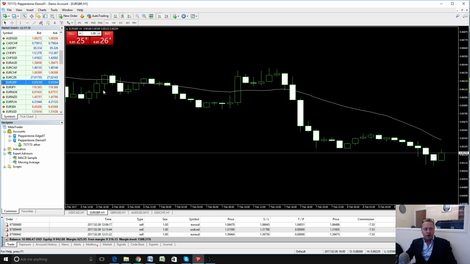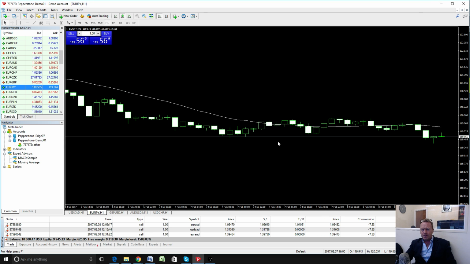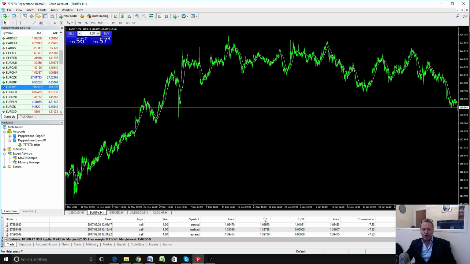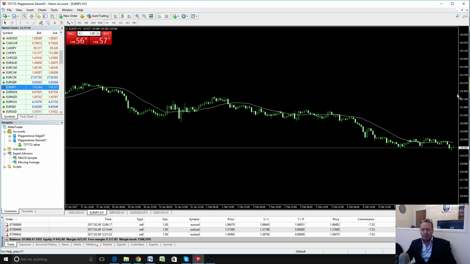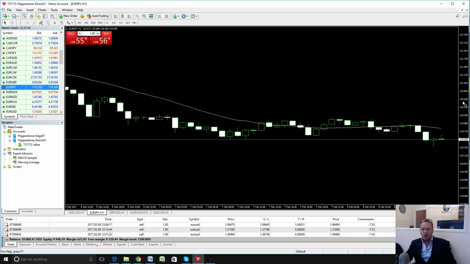Okay, so a quick scan through. Euro yen. I'm liking Euro yen. Will I break my own rules? Yeah, I can. I'm going to break my own rules. Lovely. There you go. Stop loss above the moving average to protect me.